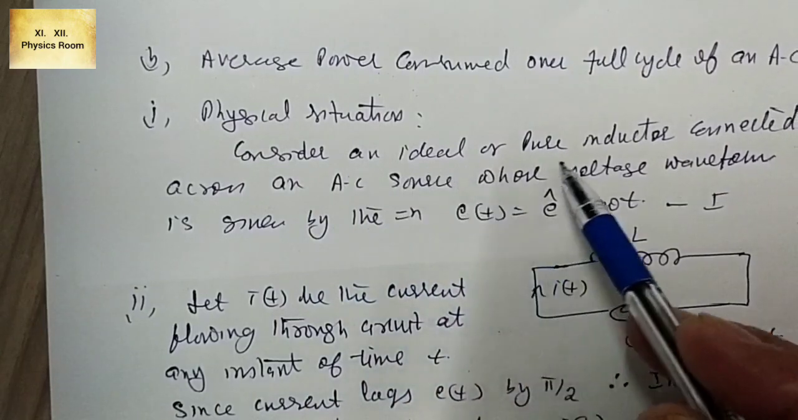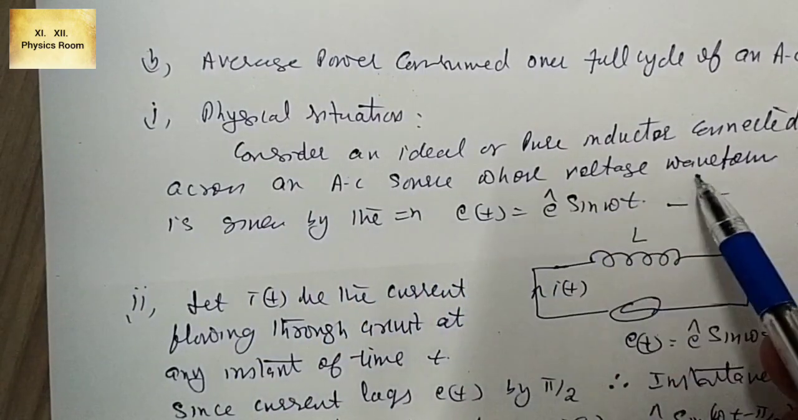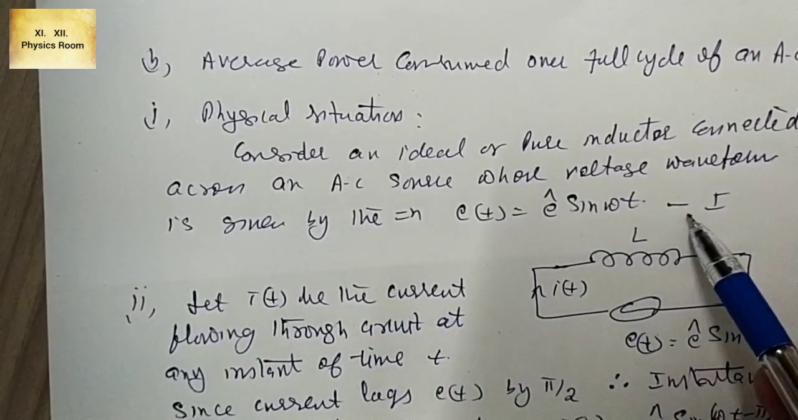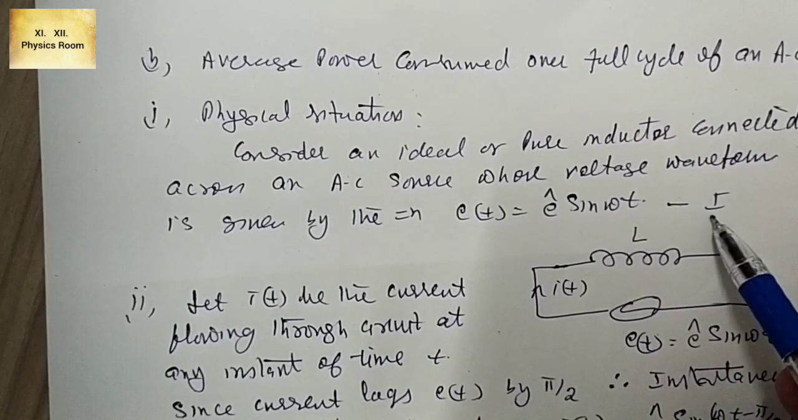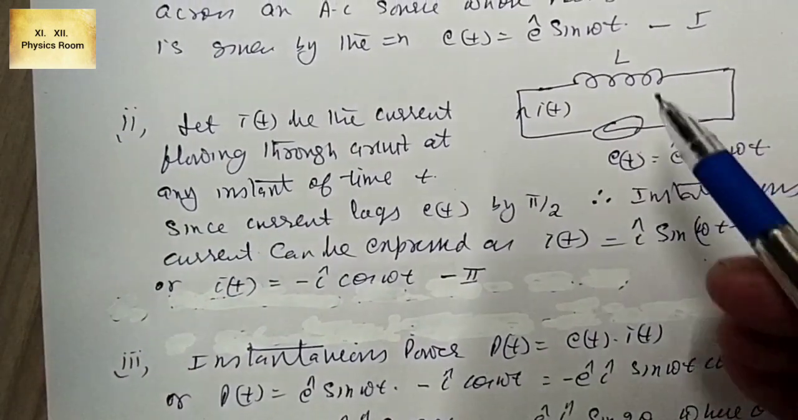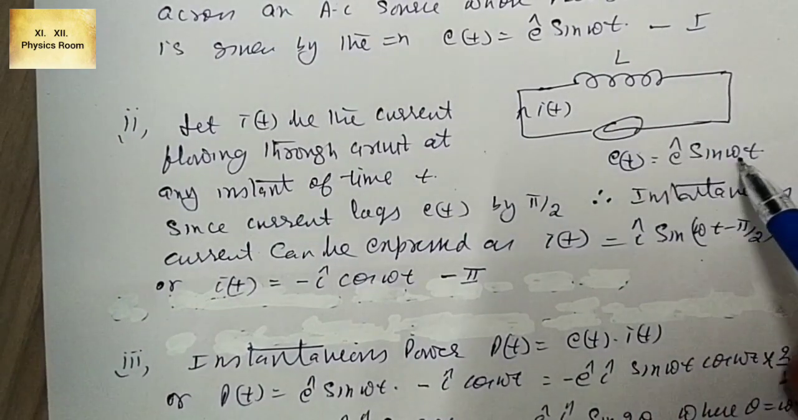Consider an ideal or pure inductor connected across an AC source whose voltage waveform is given by the equation Et is equal to Emax sin omega t. Equation number 1. And draw the circuit. This is the circuit, a pure inductor connected to an AC source, Et equal to Emax sin omega t.